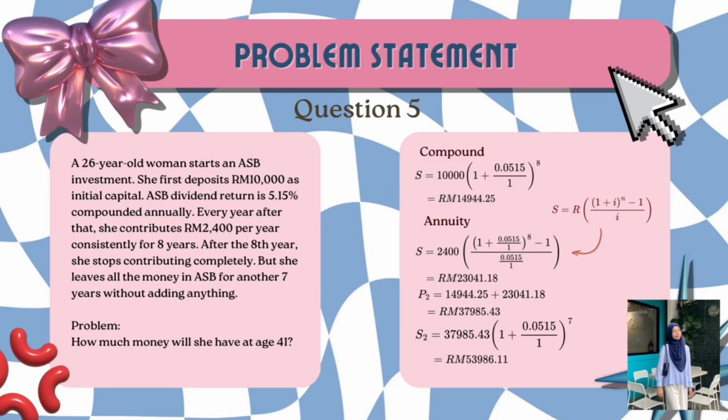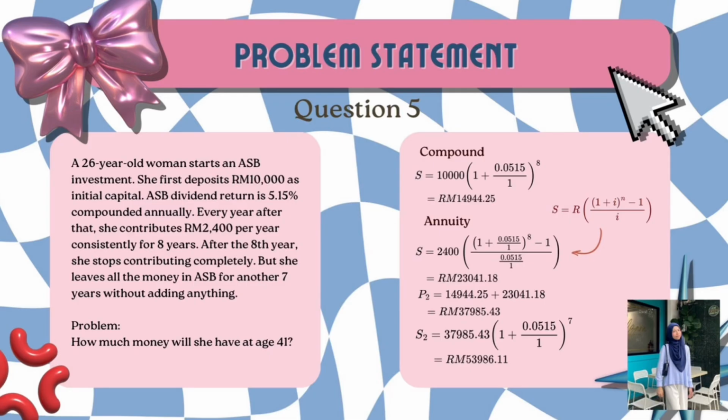Okay, next, we calculate the value of her yearly contribution using the annuity formula. The formula is S equal to R open bracket 1 plus I to the power of N, and then minus 1 over I, and closing bracket. So we substitute the values in this formula where R is 2,400, I is 0.0515 over 1, and N is 8. So we get the answer 23,041 ringgit 18 cents.